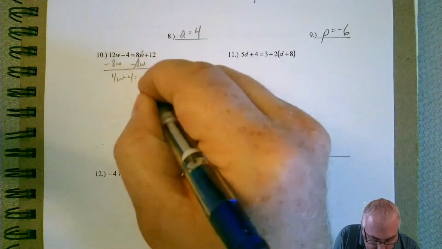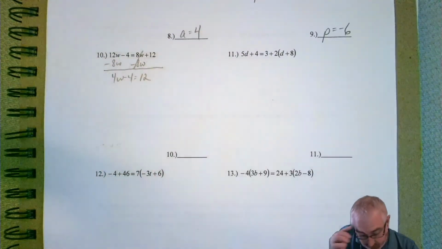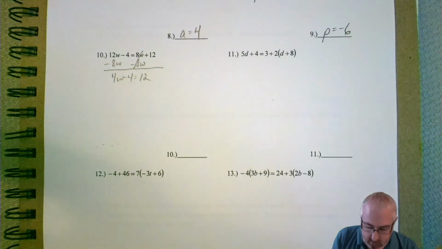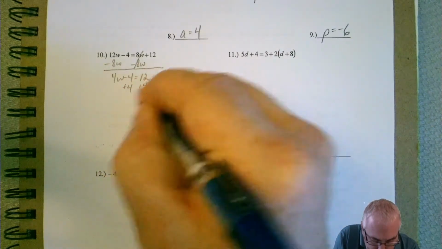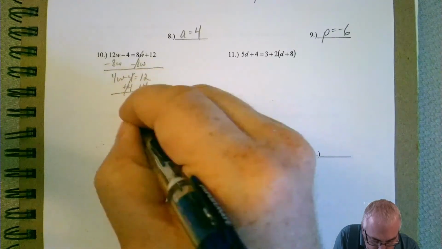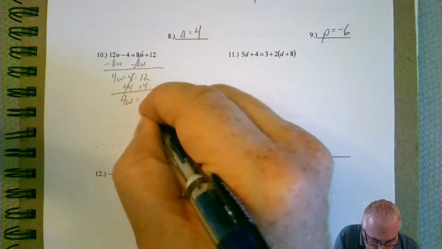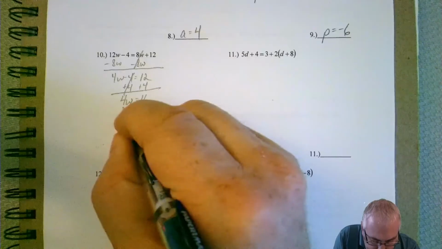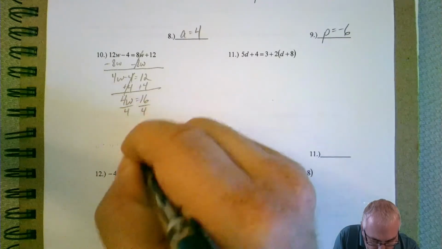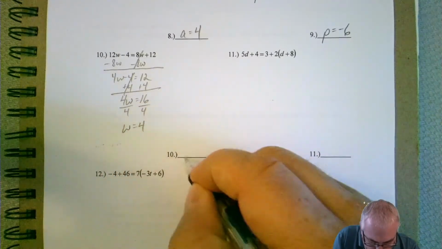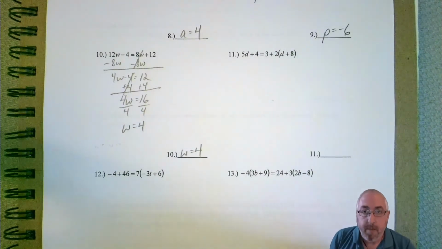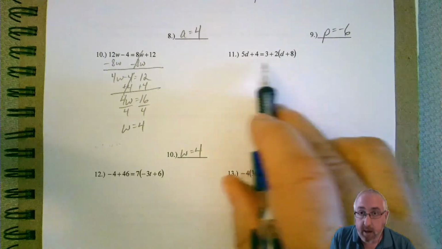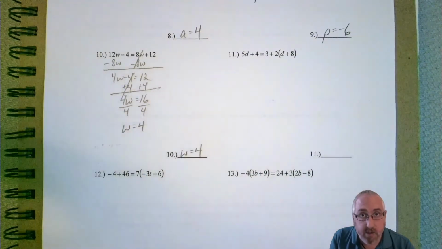Those are going to cancel, and we're left with a positive 12. And so now we can get rid of the 4. And you're left with 16, and now the last step is to get rid of that 4. So w equals 4.